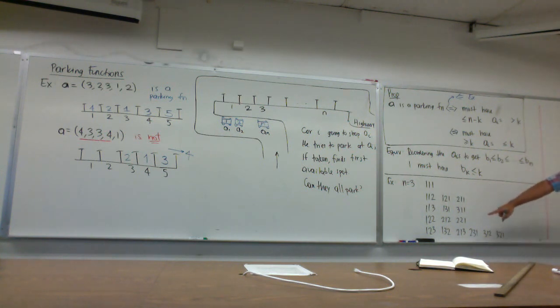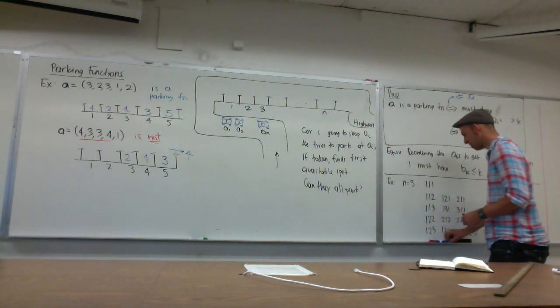So I get 1 plus 9 plus 6, 16. This is the number of parking functions. And it just so happens that 16 is 4 to the n minus 2. And so this is going to be the case in general, that the parking functions of length n, the number of them is n to the n minus 2.